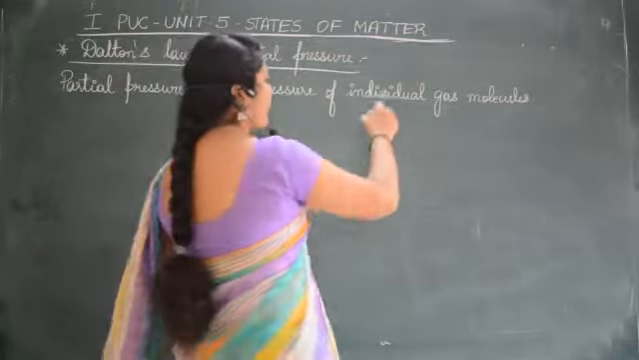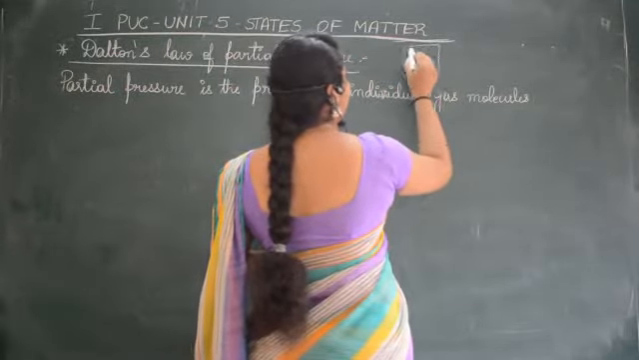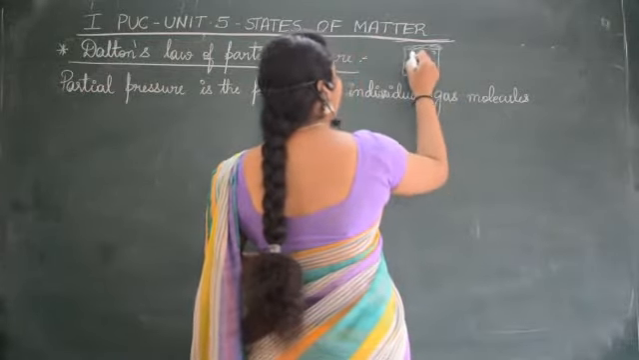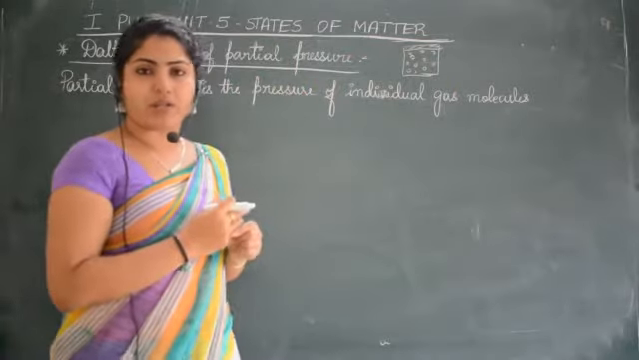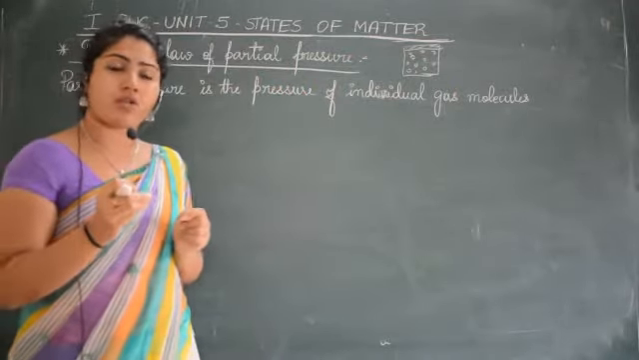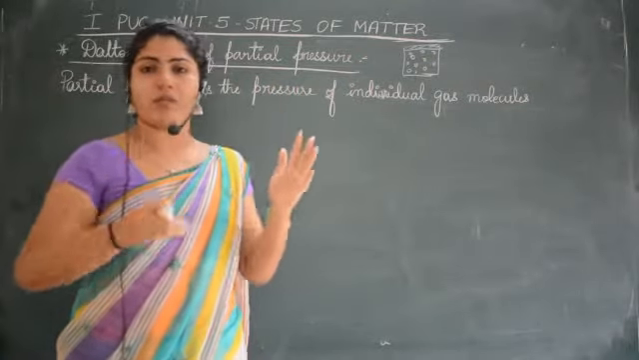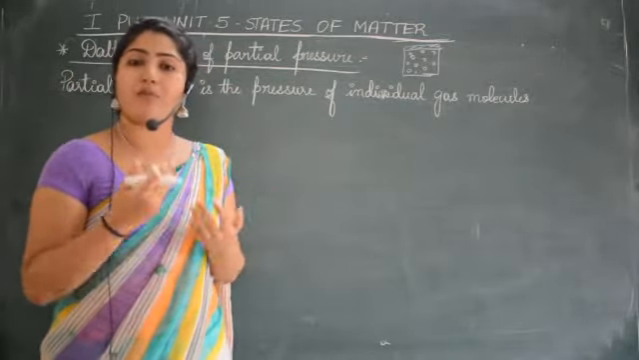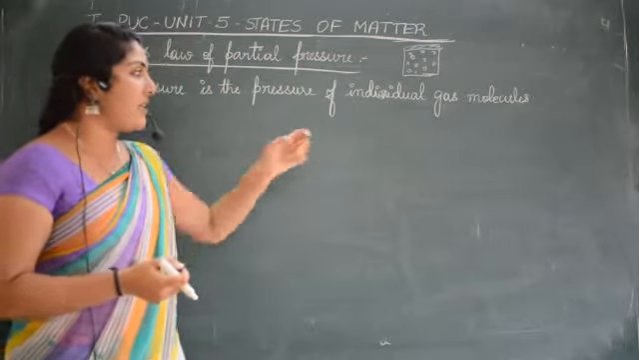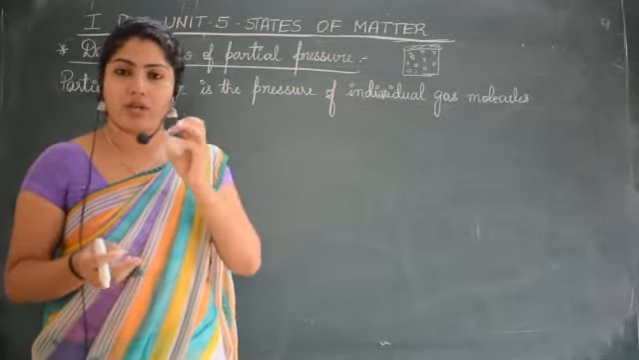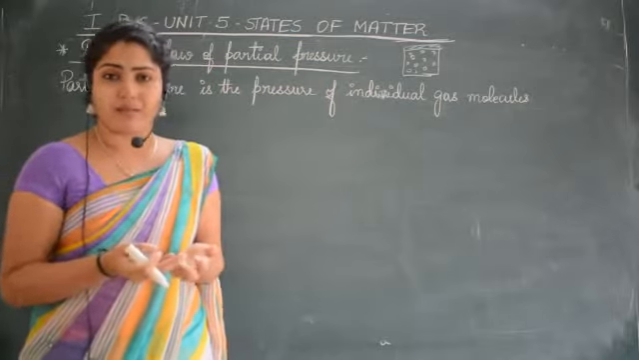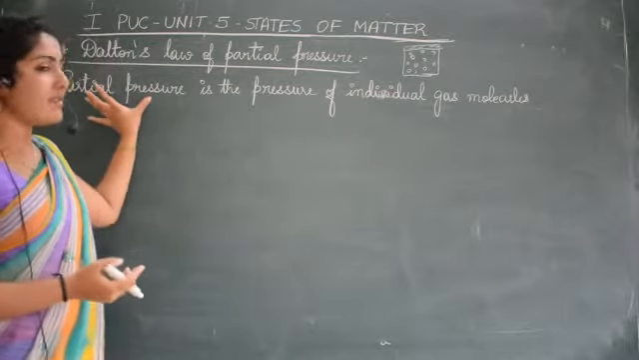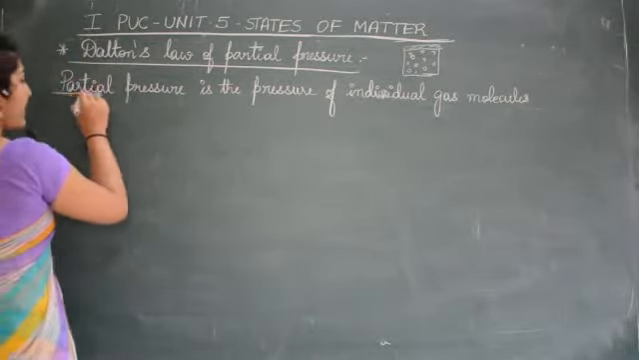Now say there is a closed container, and there are many gaseous molecules inside it. Each molecule will have pressure, isn't it? One molecule will go and hit the walls of the container, it exerts a pressure. A second molecule goes and hits the container, it produces a pressure. So each individual gas molecule is exerting some pressure. The pressure exerted by an individual gas molecule is called partial pressure. Hope this term is clear to you.